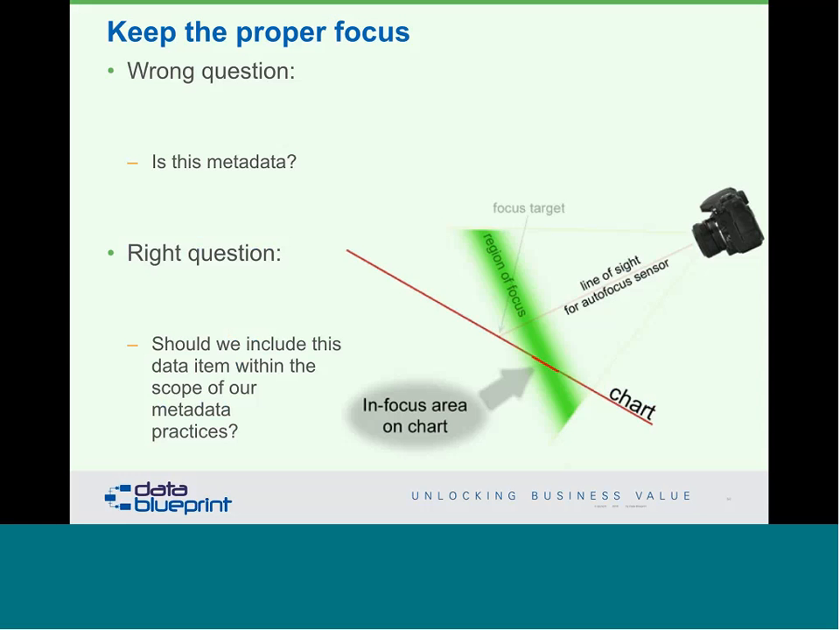Again, go back to this slide here. We don't want to manage it because it's metadata. We want to manage it because it's within the scope of our metadata practices, meaning it's going to provide a positive return on investment. Managing the one data item for the hospital was literally tens of millions of dollars the first year we implemented it. That's an impressive return on investment. If they had tried to manage all 1,000 data items that were in there, they'd have gotten bogged down and never gotten the return on investment that they needed.